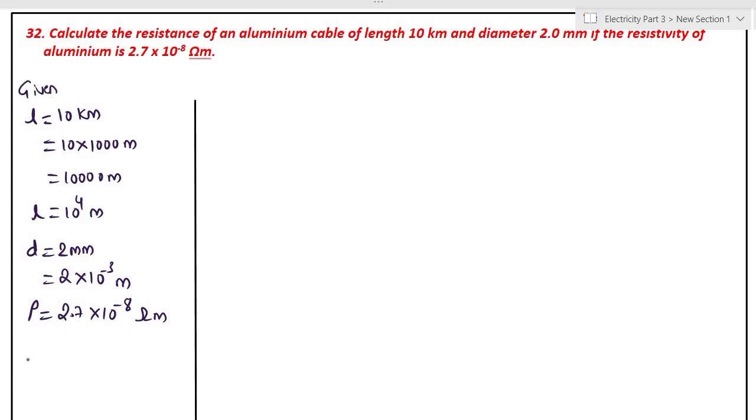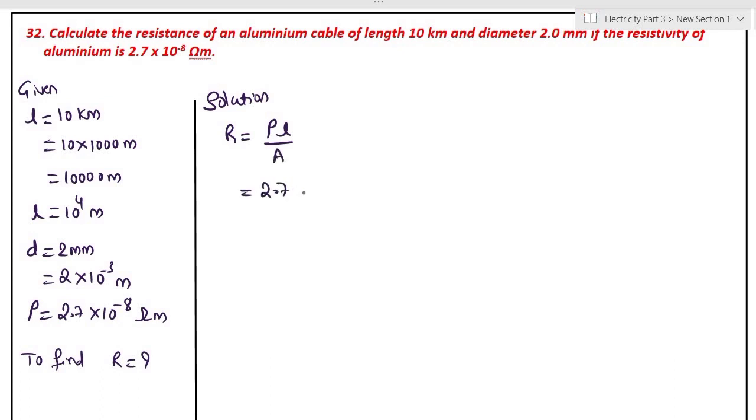Now, what is he asking us to find? The resistance of a conductor. Solution: what is the solution here? Resistance of a conductor R is equal to rho L divided by the area of cross section. What is rho here?